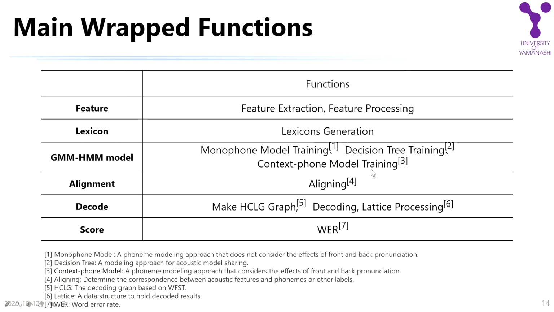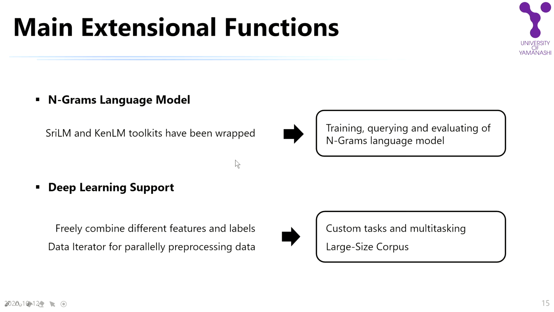The terms appearing in this table are the actual technologies of modeling, but their details are omitted here. In addition, we have expanded some functions. For example, instead of the language model tools provided by Kaldi, we have wrapped two better language model toolkits, SRILM and KenLM, to train and evaluate the N-gram language model directly.